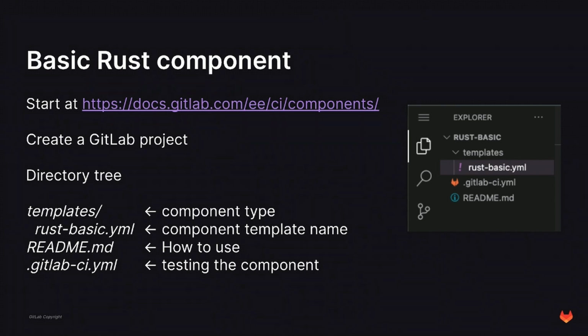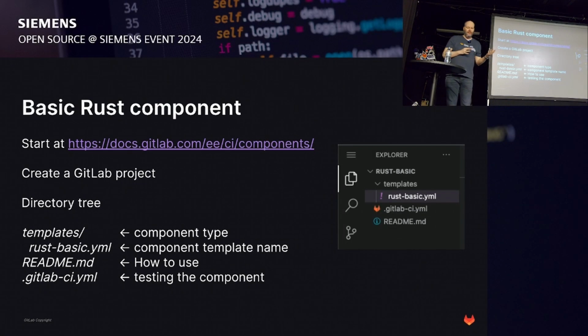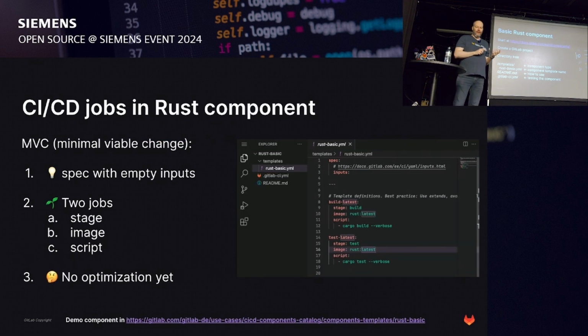And I started reading the documentation. So there's extensive documentation available for CI/CD components. I created a GitLab project and then thought about a directory tree. So templates is the component type. Currently, it's the only component type that is supported, but there will be more in the future. And the file name in there, like rust-basic.yaml, is the component template name. You need to keep that in mind. The readme.md documents what the component is about, how to use it, and the .gitlab-ci.yaml file is for testing the component and releasing the component and so on, which we will look into in a bit.